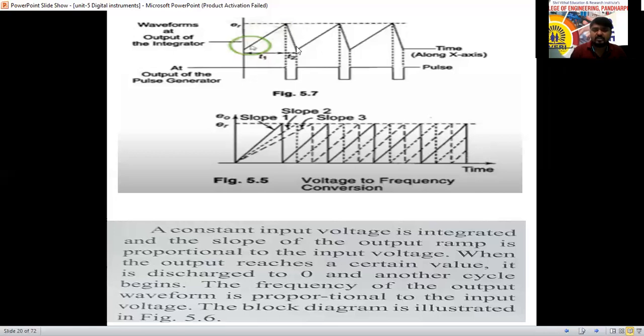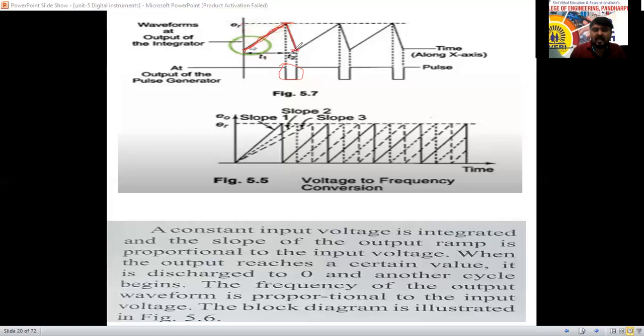It is discharging to zero, and another cycle begins from here. I will take the marker. It starts from here, from 0, and increases. During this time the capacitor is charging. Once the capacitor charge value is equal to the input, it is going to start to decrease. So we have given a pulse generator stop here. On that condition it goes from the higher value down to 0.